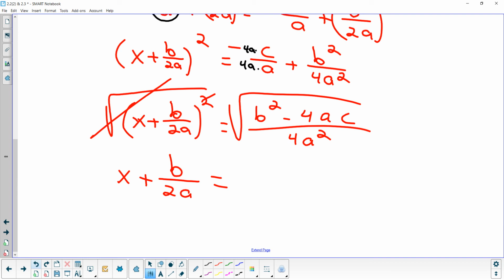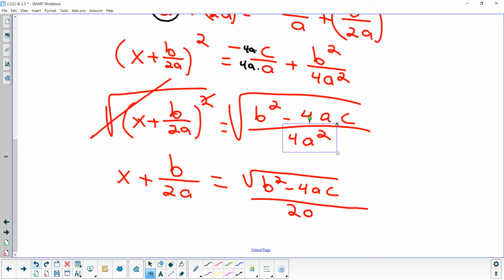If you take the square root of what's on the right, you can't really do anything with the top. It's just the square root of b squared minus 4ac. But what's the square root of 4a squared? Yep, now it's 2a. The square root of 4 is 2. The square root of a squared is a.